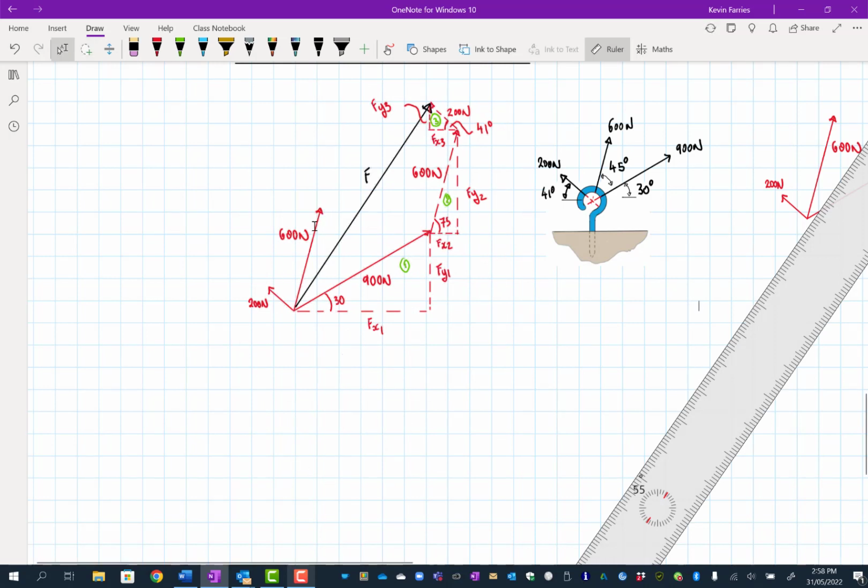So we're imagining taking this vector, put it nose to tail, that's it, ends up over here. Then we take this vector, put it nose to tail, it ends up here. And you could have done those in the other order. You could have put this one across first and then taken the 600 Newton force across and put it on top of that. But it doesn't really matter, you get the same answer.